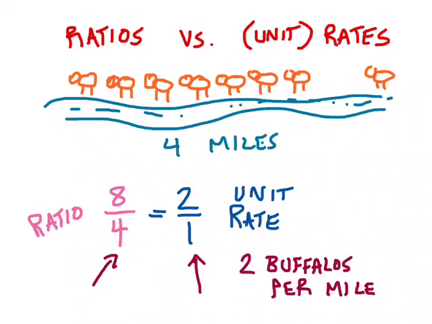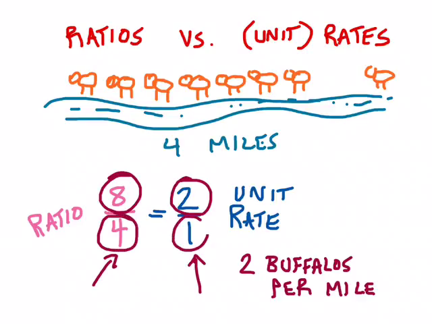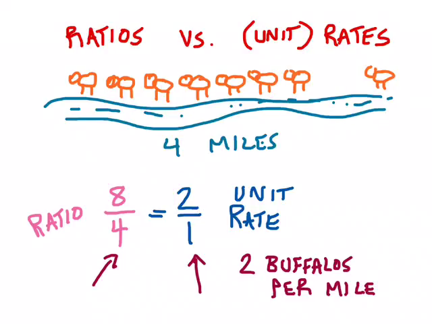You might also notice, and it's important, that when I set this up, or when I look at this, the same unit is in the same place in my various fractions. So the top here always represents buffaloes, 8 buffaloes in my original ratio, 2 buffaloes on top in my unit rate. On the bottom I've got 4 miles, and on the bottom I have 1 mile. So when I am making ratios and unit rates or setting up a proportion for these things, I want to make sure the same unit is in the same place in the fraction, either in the numerator or the denominator.